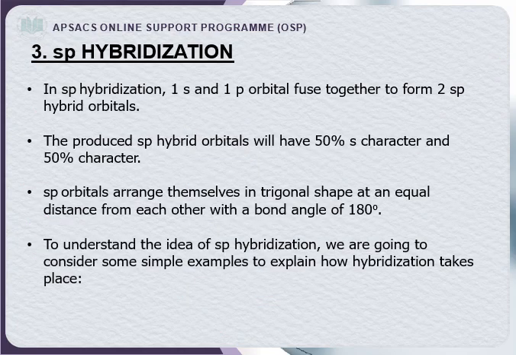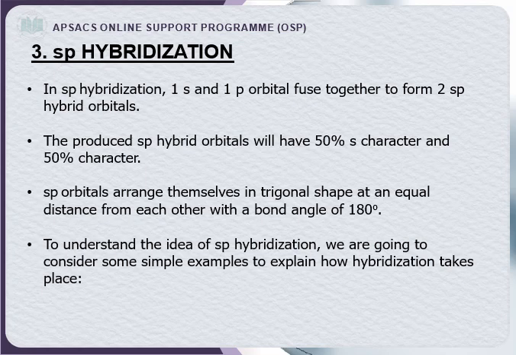Now come to the next one. Here it is given sp hybridization. As the name indicates itself, one s and one p orbital overlap or mix or intermingle or fuse to produce two new orbitals of the same energy and same shape. You can see that every time hybrid orbitals have similar shape and energy because they have the mixing of s and p orbitals. So the shape is the same in all the cases.